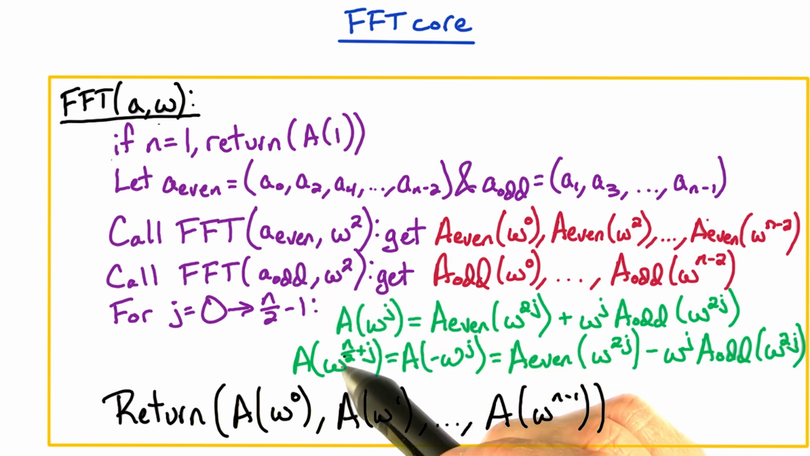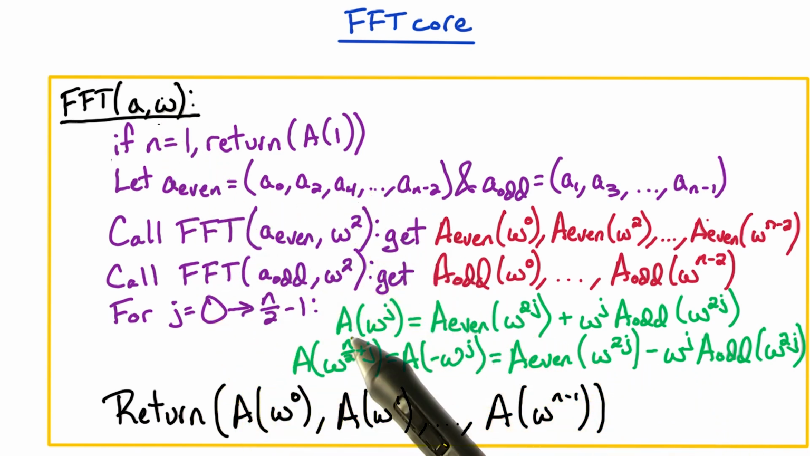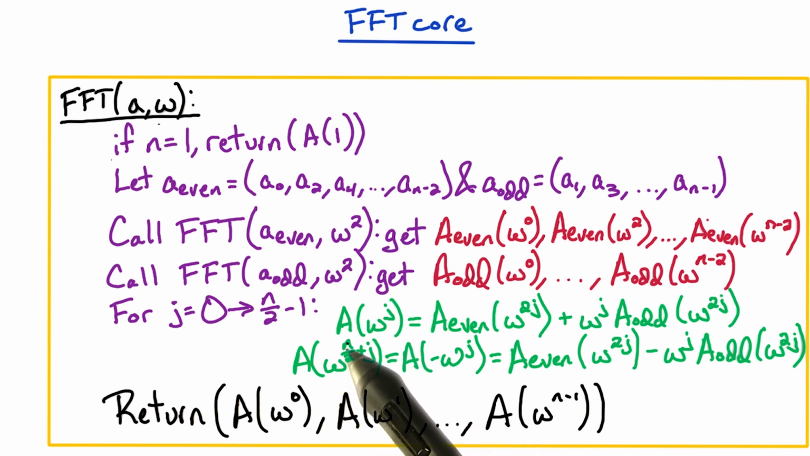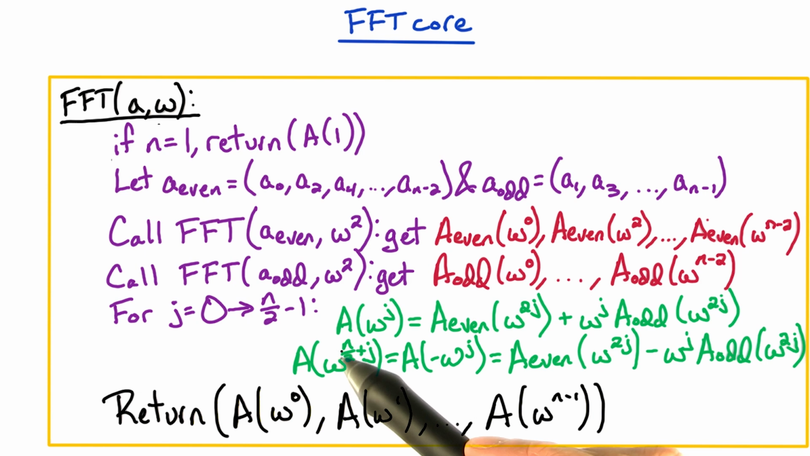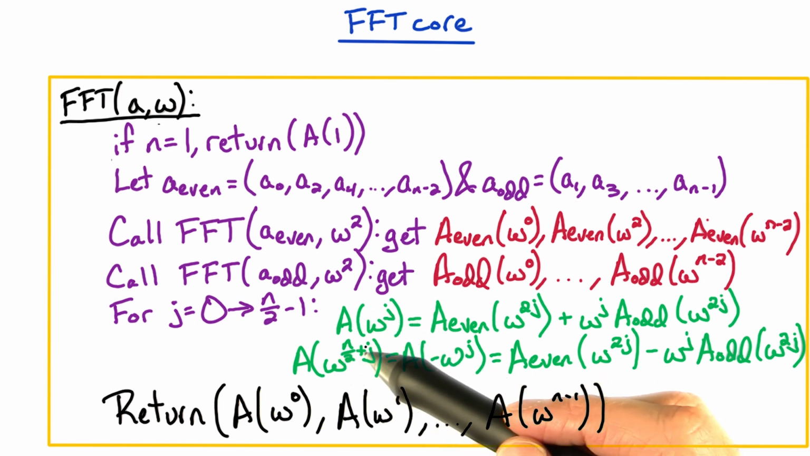Now notice this algorithm works for any omega which is an nth root of unity. We only require that omega to the jth power is opposite omega to the n over 2 plus j. That's true for any root of unity except when omega is 1, because then this would be 1 and this would also be 1, so they're not opposites of each other. But for any other root of unity, the jth power is opposite the n over second plus jth power.